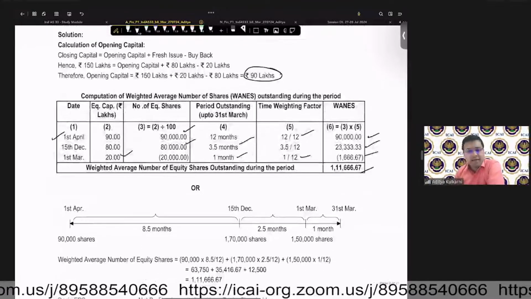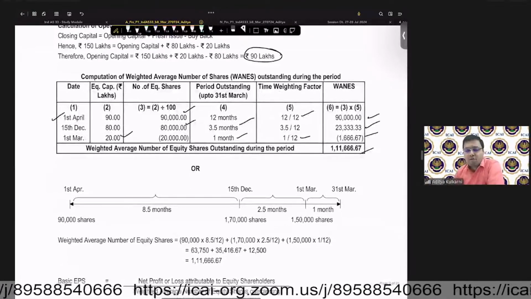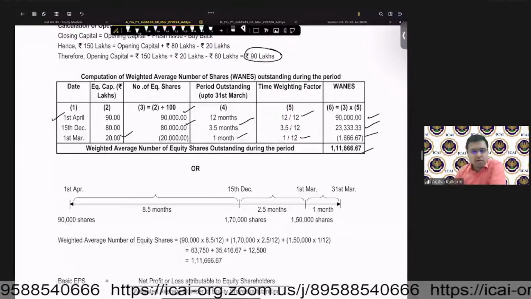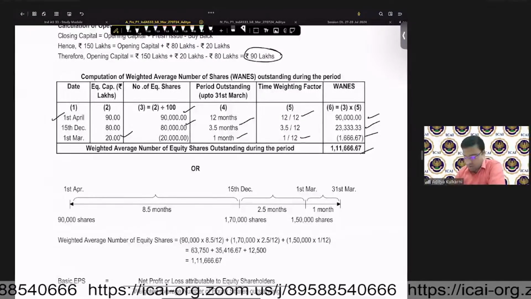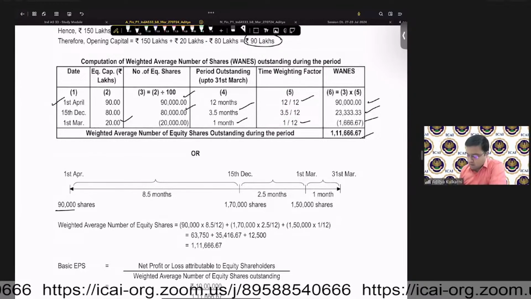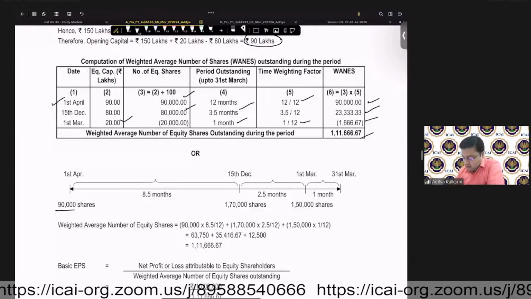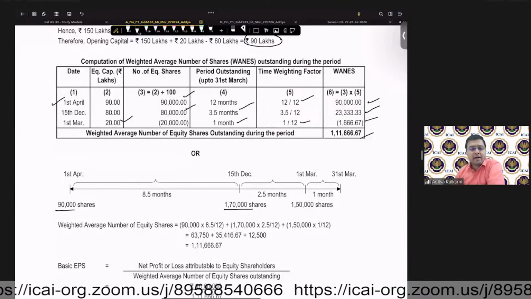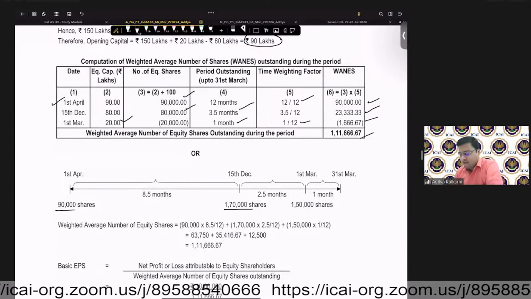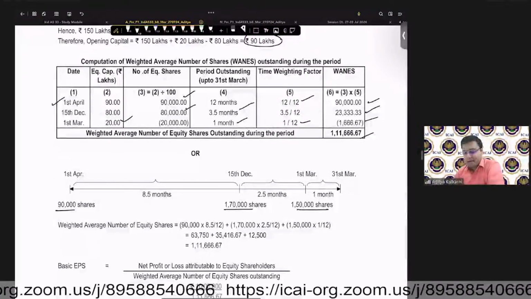Alternatively, what you could do is you could look at a timeline form of presentation. Choice is yours. Both give the same answer. So you had 90,000 shares at the beginning. On 15th December, there is a further addition of 80,000 shares. So it becomes 1,70,000. On 1st March, there is a reduction of 20,000 shares. So it comes to 1,50,000.